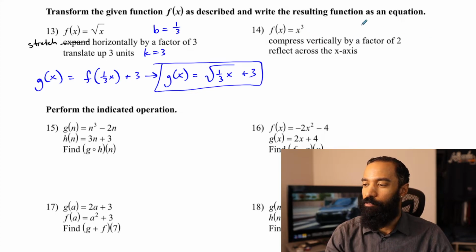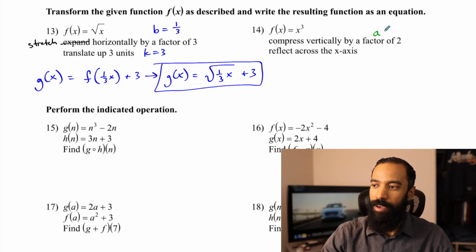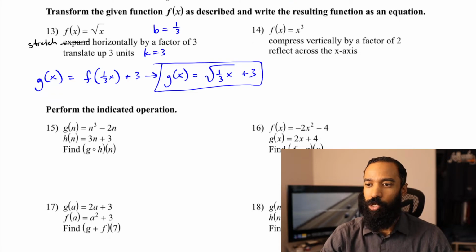Okay, next one. Compress vertically by a factor of 2. That's the a value. And here's the thing. So notice how they did say 2 and not 1/2.